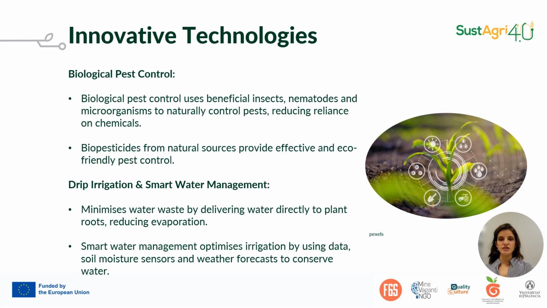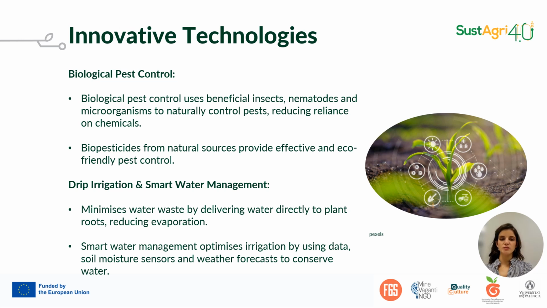Innovative technologies for sustainable crop production offer effective and eco-friendly solutions for pest control and water management. For example, in biological pest control, we use beneficial insects, nematodes, and microorganisms to naturally control pests, reducing reliance on chemicals. Biopesticides from natural sources provide effective and eco-friendly pest control.